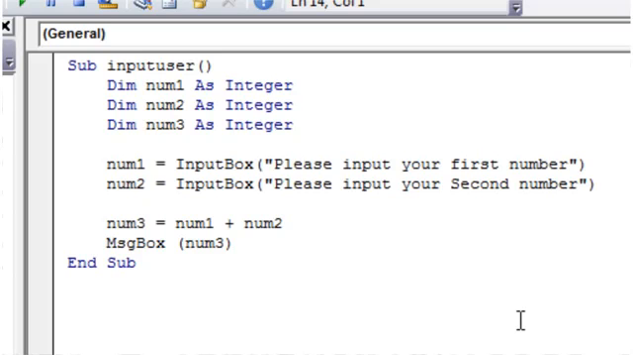Hello everybody and welcome to your 7th VBA 2010 tutorial. This tutorial is going to go into a bit more into variables and also further into numerical operators.